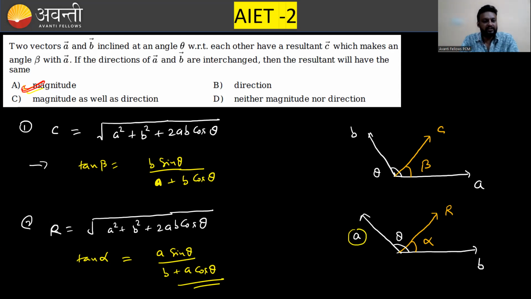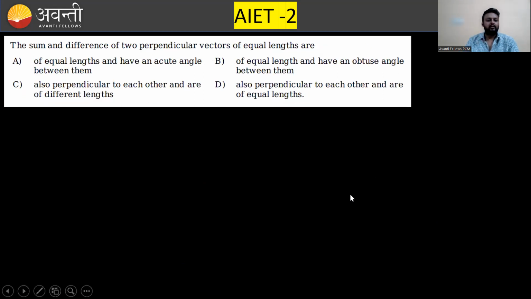Now, is this clear? Moving further for the next question. This question is again based on vectors. The question says the sum and differences of two perpendicular vectors of equal lengths are. So first of all, we will draw something.